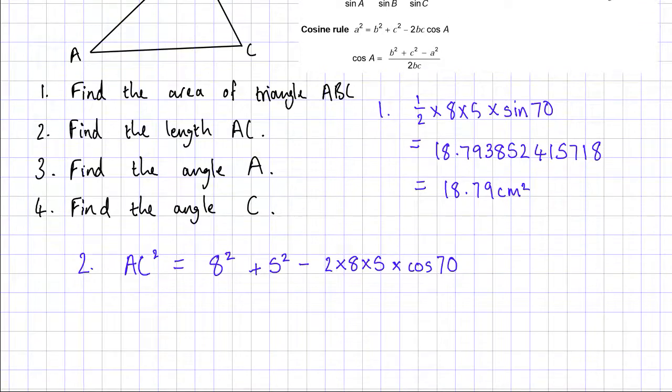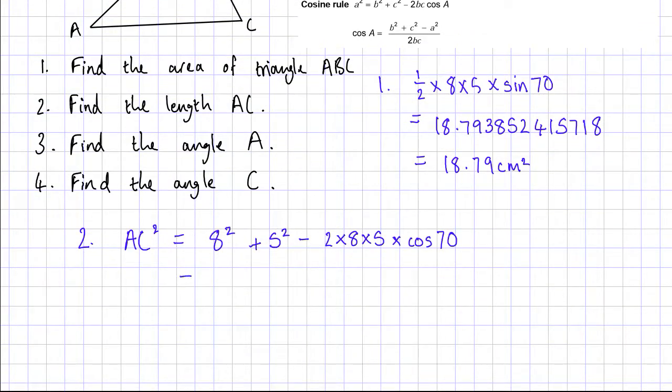Now I'm going to simplify that to show what I mean. So 8 squared is 64, and add 5 squared is 25. So 64 add 25 is 89. Now here I have 2 times 8 times 5. I'll do 2 times 5 first, which is 10, times 8 is 80. So I have, take away 80 times cos 70. Now here I can't say now 89 take away 80 is 9, and then say 9 take away cos 70, or 9 times cos 70. Okay, because we need to do times before we take away. So this is a common mistake that I've seen people make.